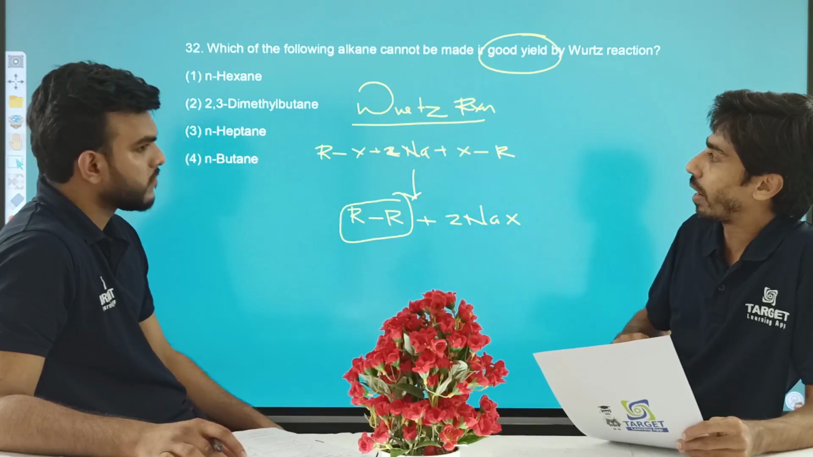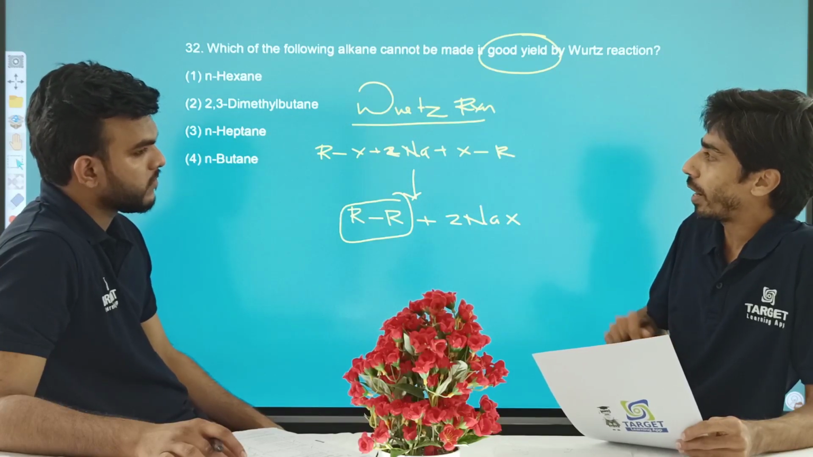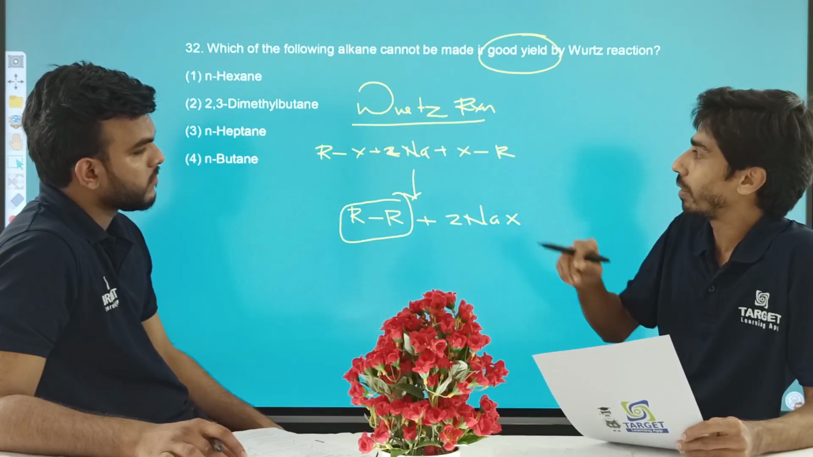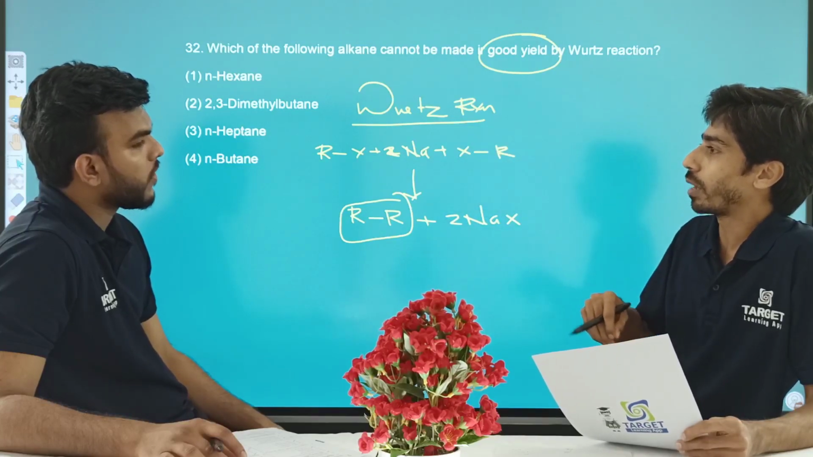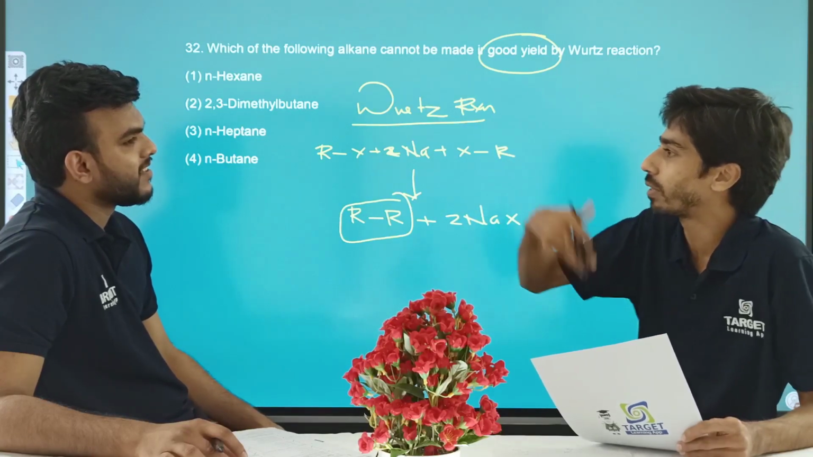In n-heptane, there are 7 carbon atoms. As per the method, we should get a reaction with 3.5 carbon atoms. But Wurtz reaction will just double the number of carbon atoms.